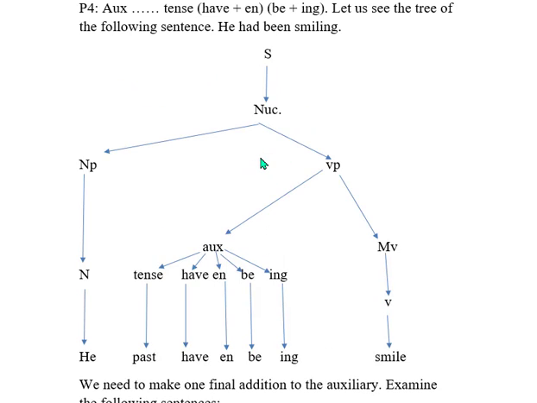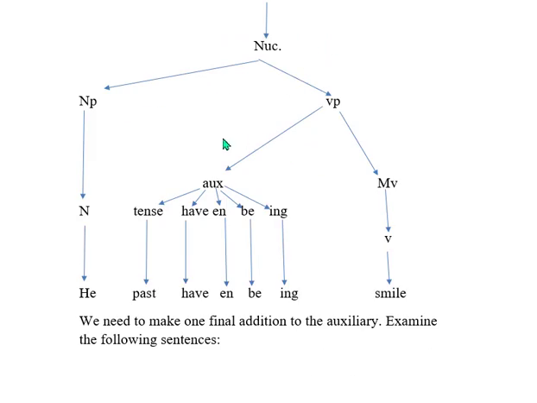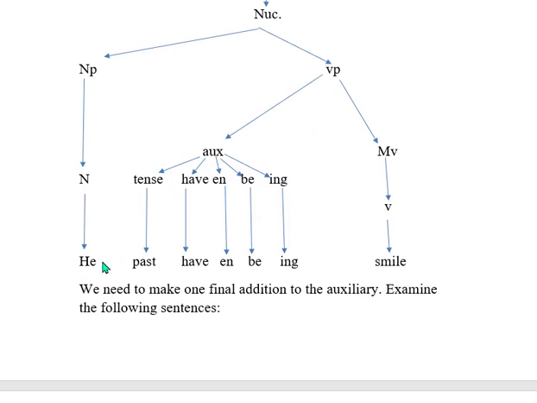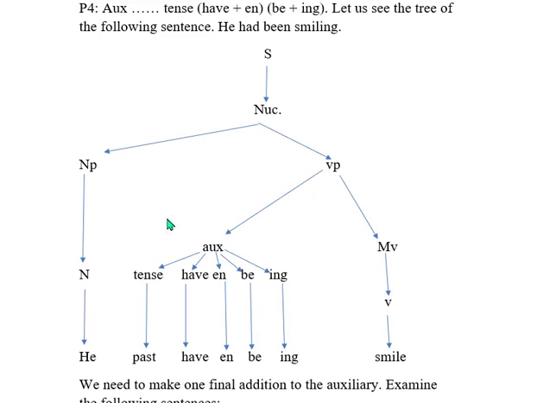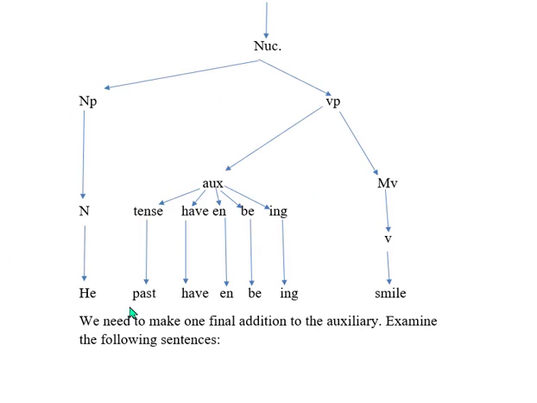As we said in this sentence, he had been smiling. How to break it, or how to get the structure of this sentence? He as pronoun, as noun, or as noun phrase, instead of noun. There is the pronoun he. There is past tense in the sentence. There is the auxiliary had. Past, have, en, be, ing, and there is the main verb smile.